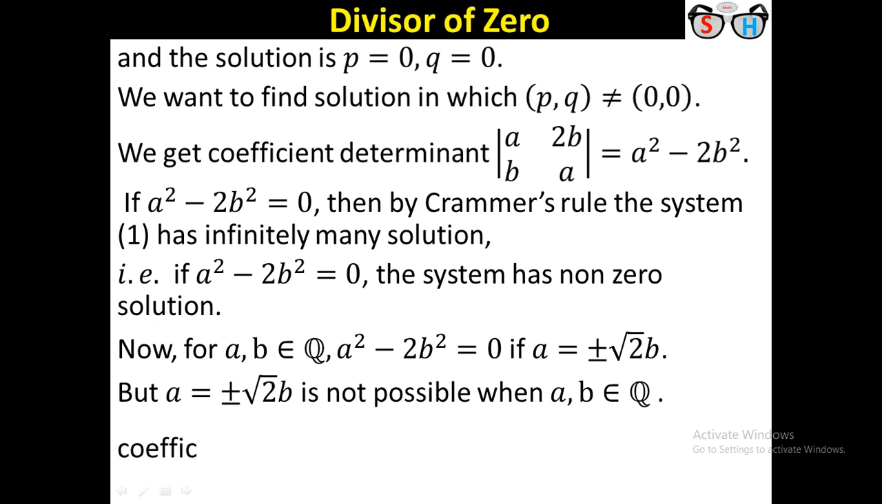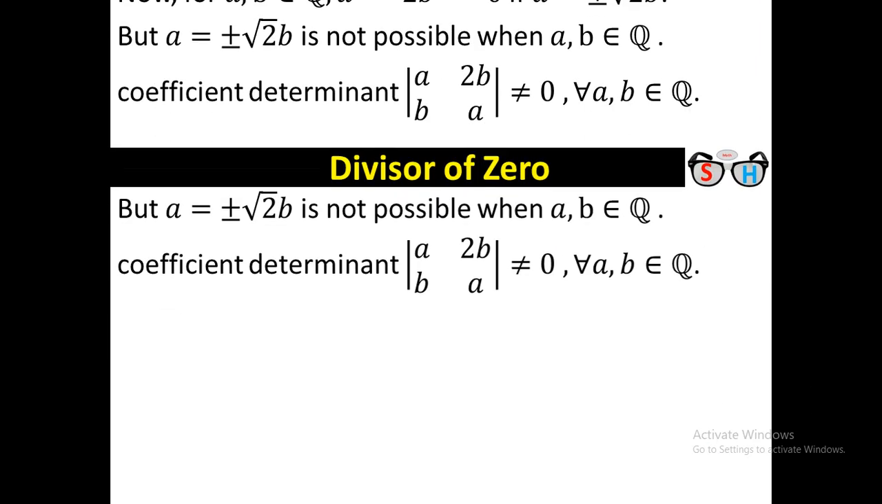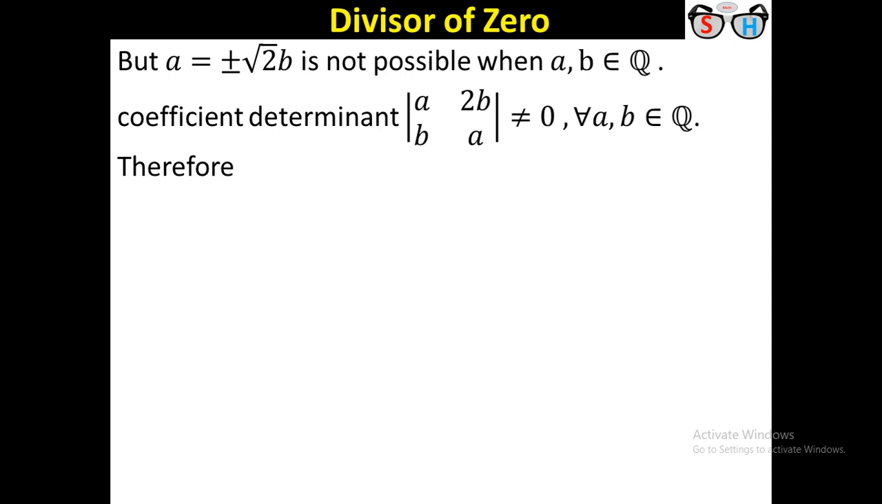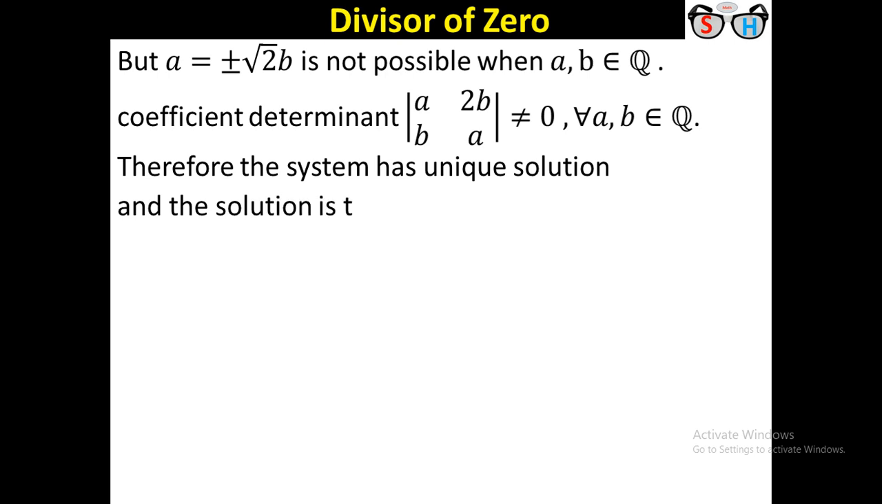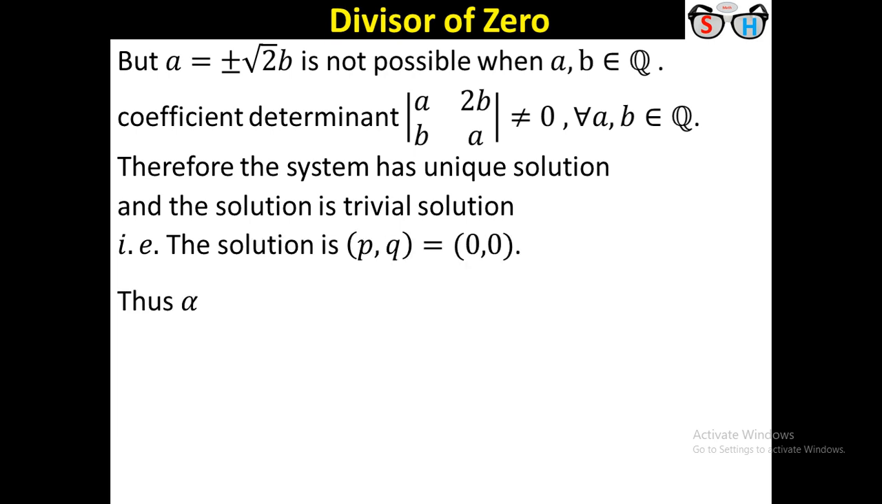Therefore the coefficient determinant is always non-zero. Non-zero means the system has a unique solution. By Cramer's rule, the system has a unique solution. Therefore the system 1 has a unique solution, and the solution is p equal to 0, q equal to 0. The solution is the trivial solution. Thus alpha beta equal to 0 implies that beta equal to (p, q, 2q, p), where the values of p, q are 0, 0. So beta equal to 0, therefore alpha cannot be a left divisor of 0.